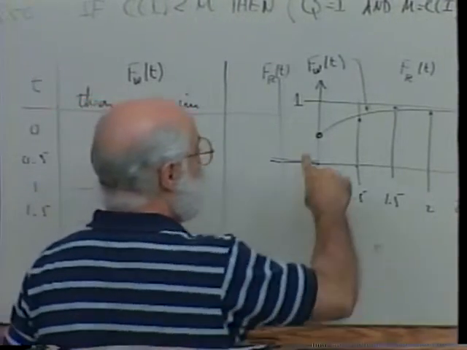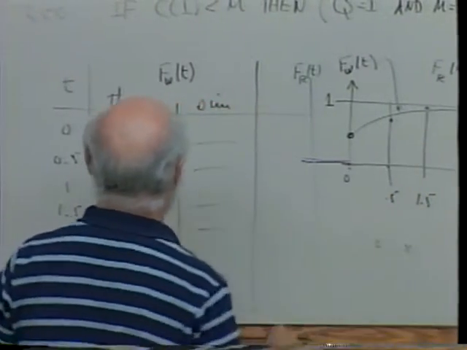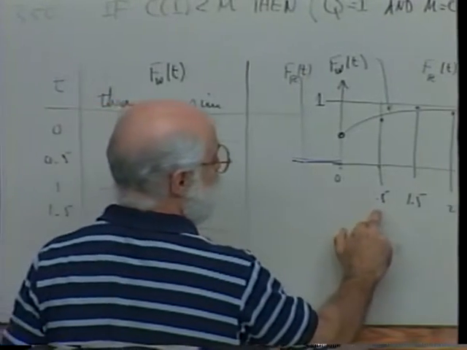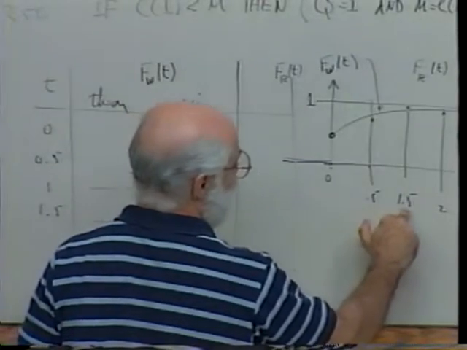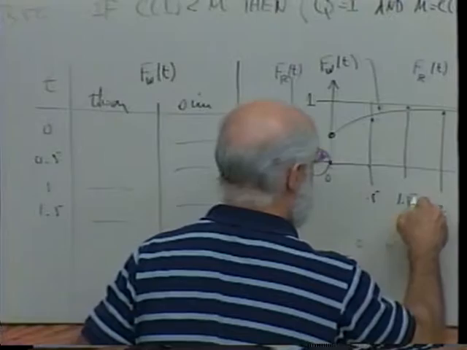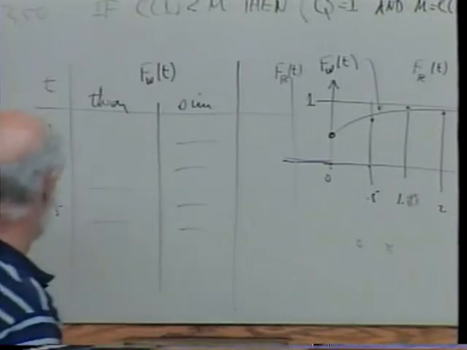Remember that the curve should be smooth, even though I'm asking you to show your numerical values for specific values of t, namely 0.5, 1, 1.5, and so forth, like that.